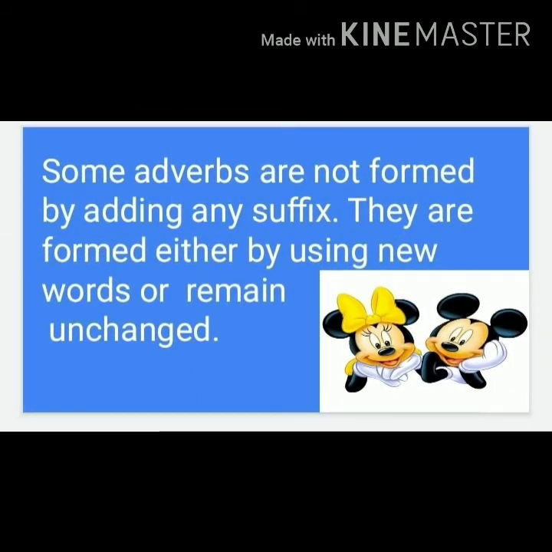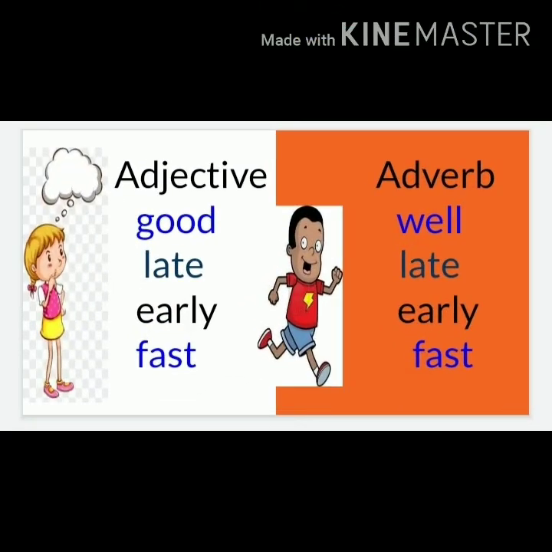Next point is, some of the adverbs are irregular. That means no rule is applied on them. They are not formed by adding any of the suffixes. Rather, they are either formed using a new word or they remain unchanged. For example, the adjective is good and its adverb is well. And some of the adjectives which are not changed to form the adverb, the same form is used as the adverb: late, late, early, early, fast, fast.